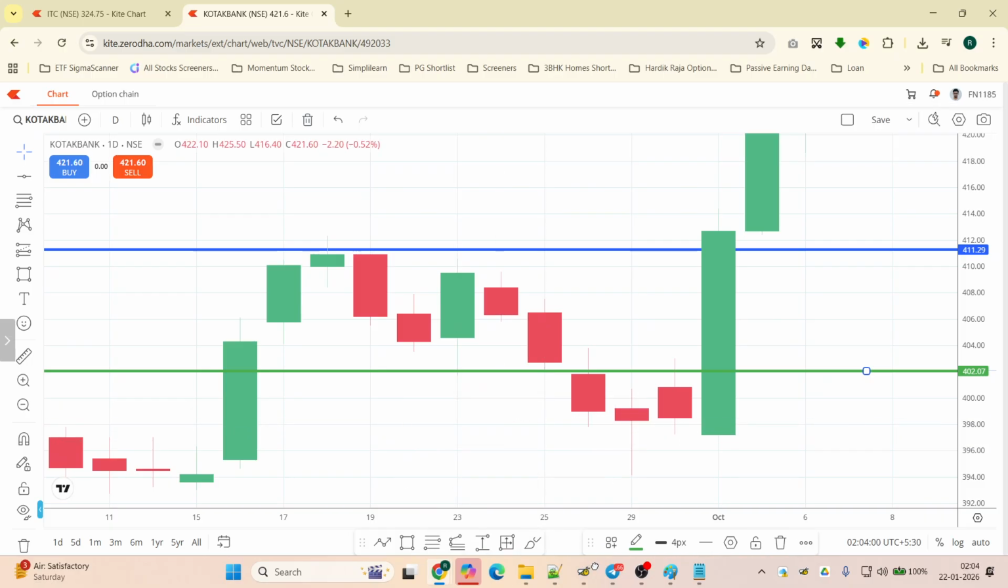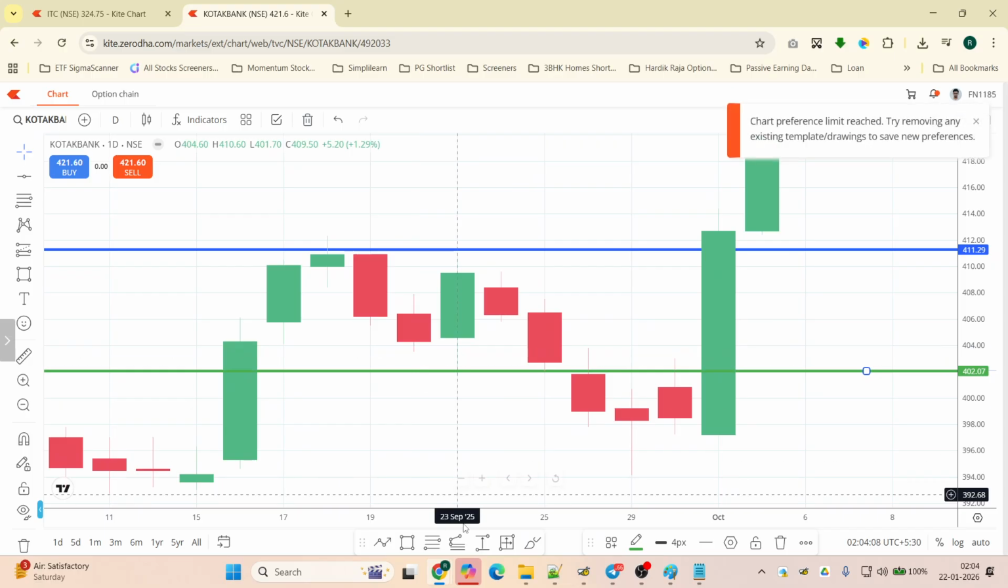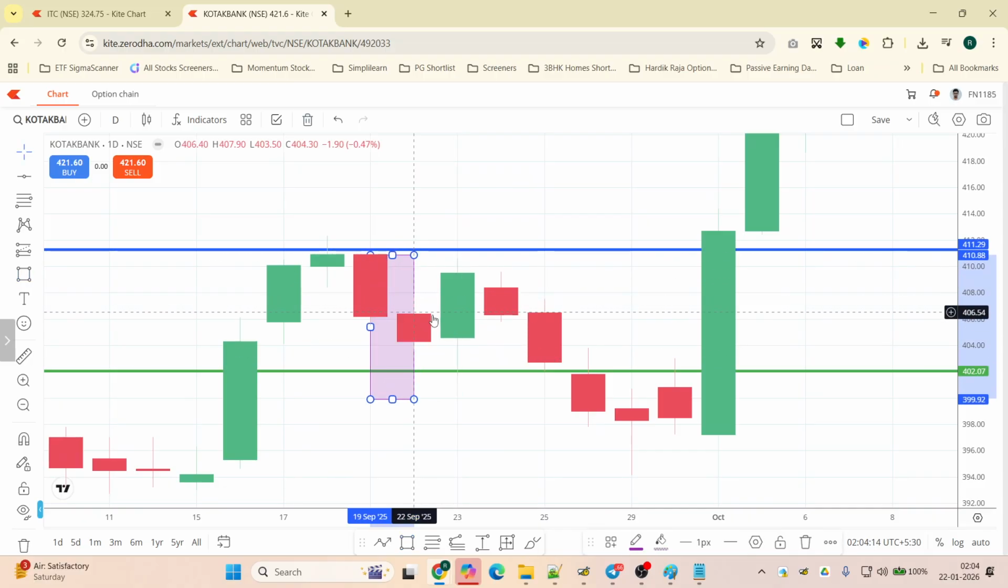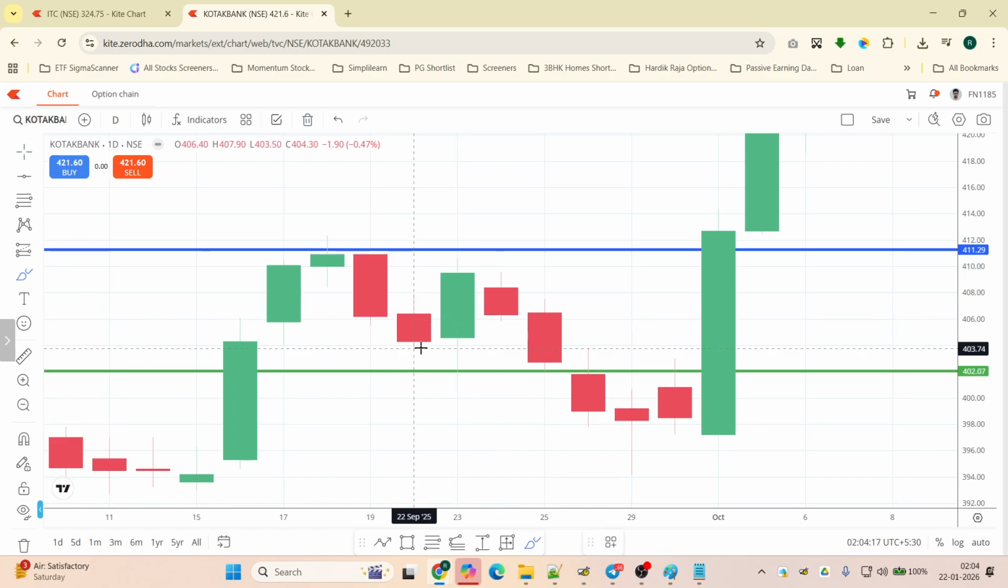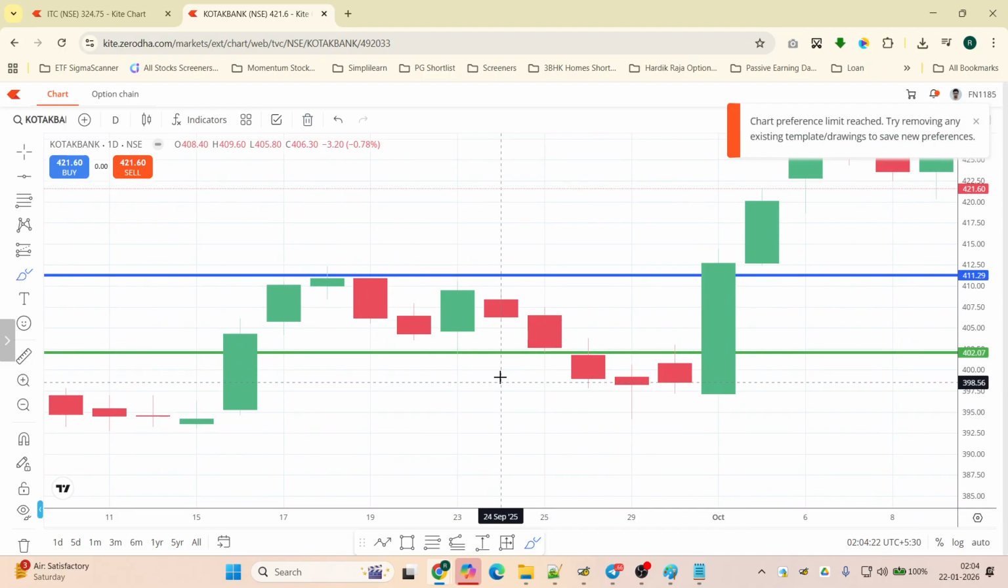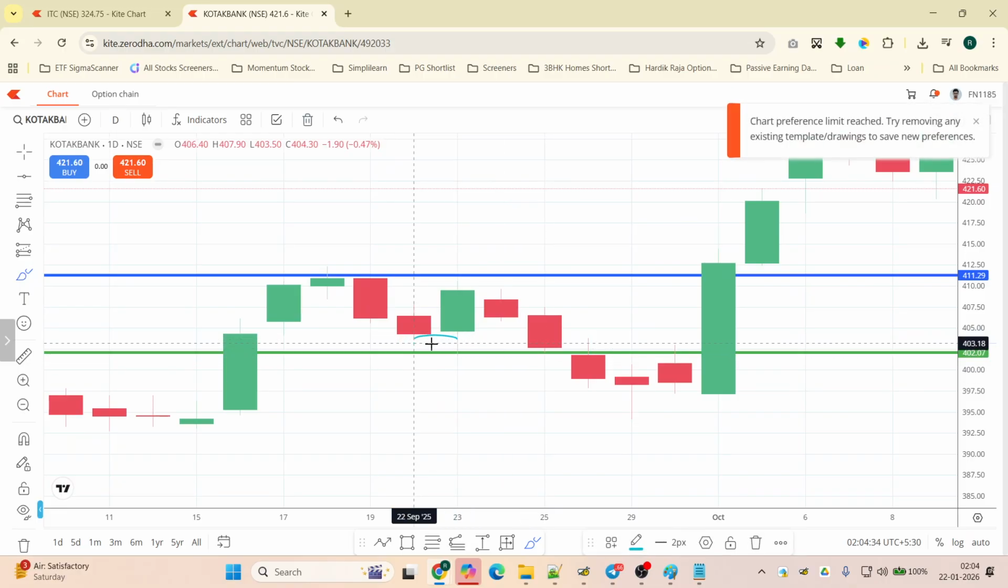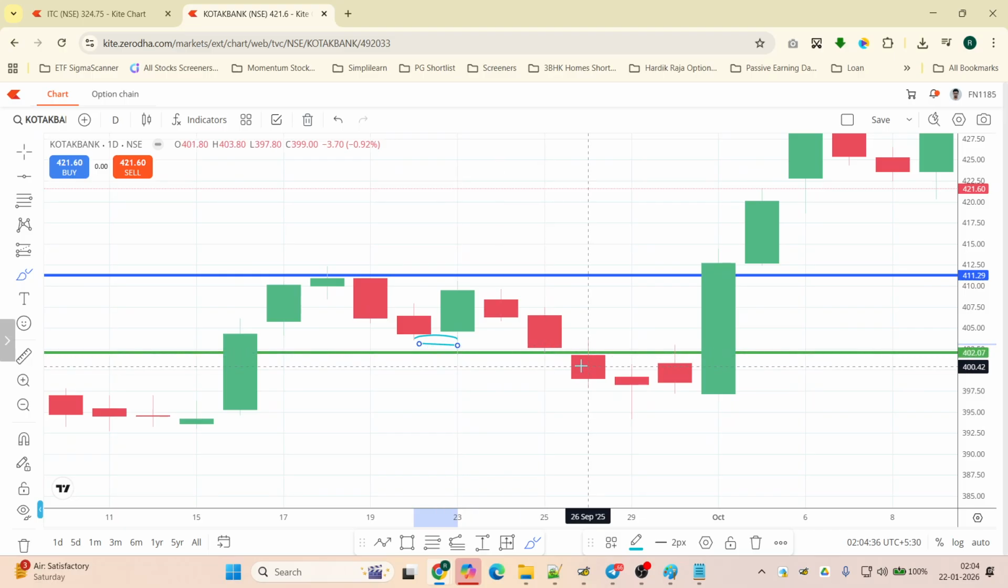So now what will you think? I'm talking about this candle, this red one. You might think the stock price has come up to here, so you'll keep the stop loss somewhere below here. But see what happened? The price has come down. So how to avoid this?